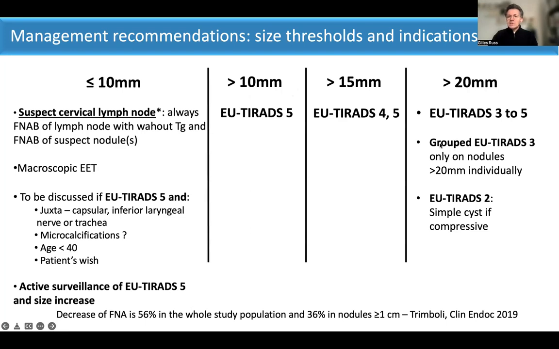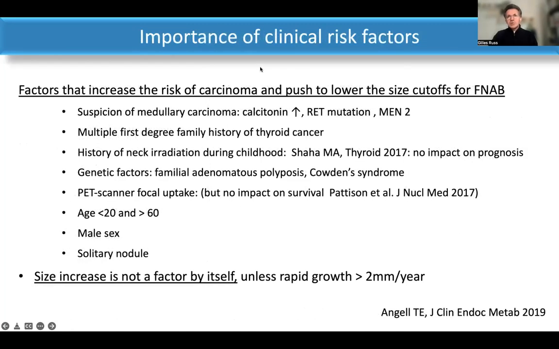If the nodules are grouped coalescent, as I showed you, you will perform the FNA only if the main nodule is above 20 millimeters individually, which is quite rare, and for EU-TIRADS 2, only for simple cysts if they are compressive. Now, you will also take into account to decide for the indication of FNA if there are clinical risk factors or biological ones, of course. If there is a suspicion of medullary carcinoma with an increased calcitonin or RET mutation in MEN2 patients, multiple first-degree family history of thyroid cancer, history of neck irradiation during childhood, genetic factors, a PET scanner focal uptake and the nodule measures more than 10 millimeters, young patients, old patients, male sex, solitary nodule. So you will modulate your indications for FNA according to these factors.